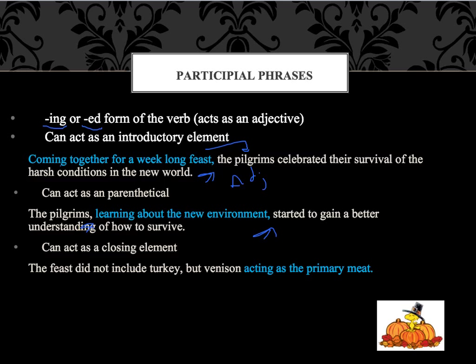And then when they close the sentence out, the feast did not include turkey, but venison acting as a primary meat. Okay. This is that participial phrase attached to describing venison, and we see there is a comma before it, okay, before the phrase.